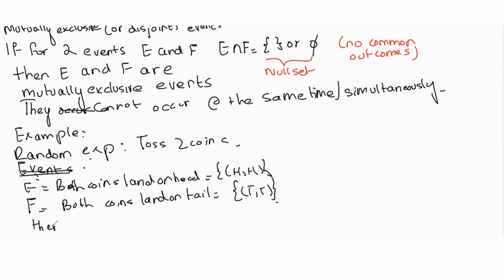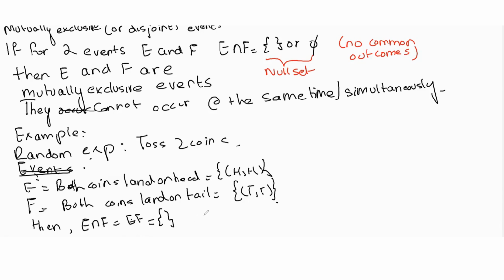Now, if I look at E intersection F, we already talked about how you can write the intersection of two events either with the intersection sign, the inverted U sign, or without it, just as EF. Both of them represent E intersection F. So it's equal to the null set.